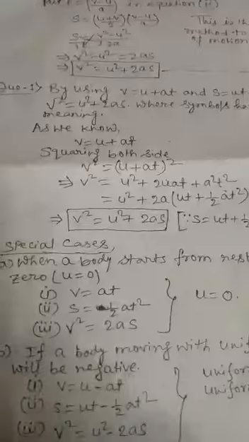So already we know that v equals u plus at. First we will do squaring on both sides. V square equals (u plus at) whole square. So (a plus b) whole square, we know, is a square plus 2ab plus b square. So v square equals u square plus 2uat plus a square t square.